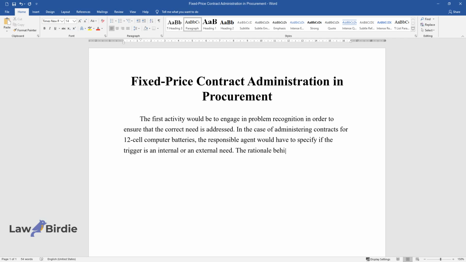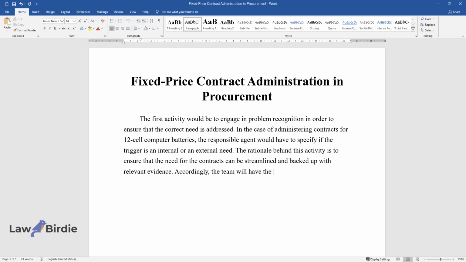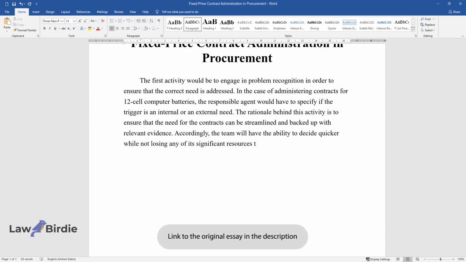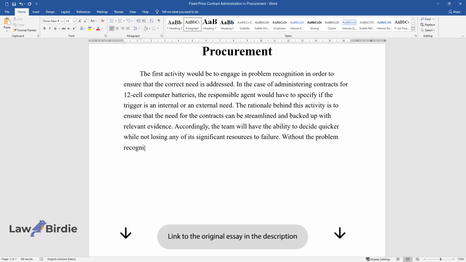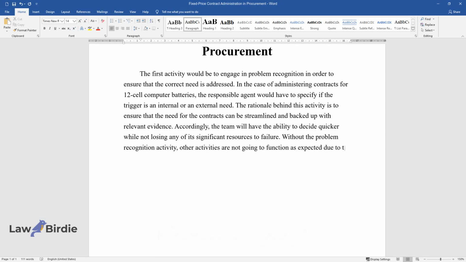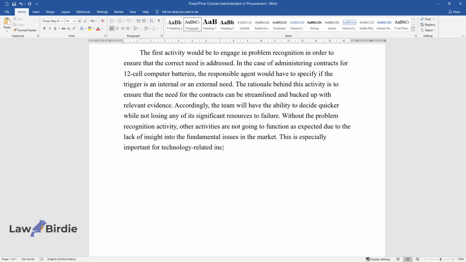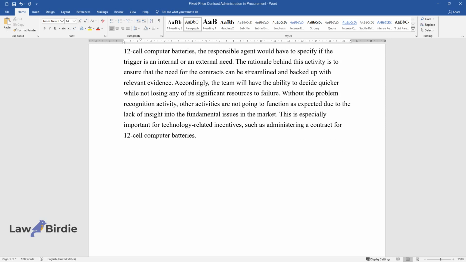The rationale behind this activity is to ensure that the need for the contracts can be streamlined and backed up with relevant evidence. Accordingly, the team will have the ability to decide quicker while not losing any of its significant resources to failure. Without the problem recognition activity, other activities are not going to function as expected due to the lack of insight into the fundamental issues in the market.